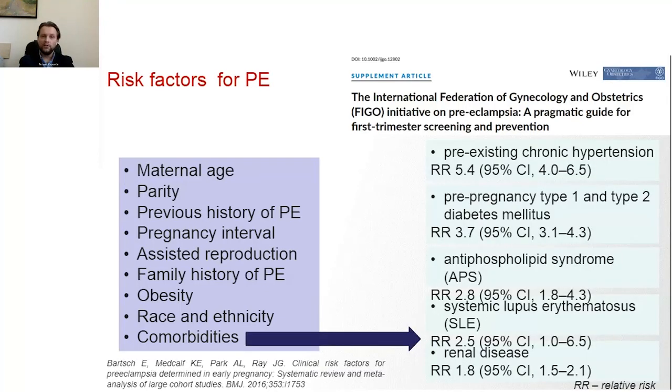There are certain medical conditions that predispose women to developing preeclampsia. These include hyperglycemia in pregnancy, pre-pregnancy type 1 and 2 diabetes mellitus, pre-existing chronic hypertension, renal disease, and autoimmune disease such as systemic lupus erythematosus and antiphospholipid syndrome. Patients with a history of chronic hypertension have a higher risk of developing preeclampsia than those without this condition, with relative risk 5.4. Pre-existing diabetes mellitus, APS, SLE, and chronic kidney disease are also associated with an increased risk of developing preeclampsia, and you could see the relative risk for these complications.